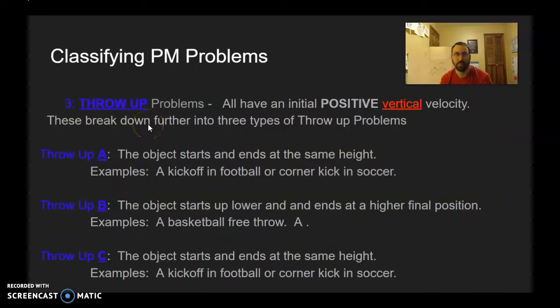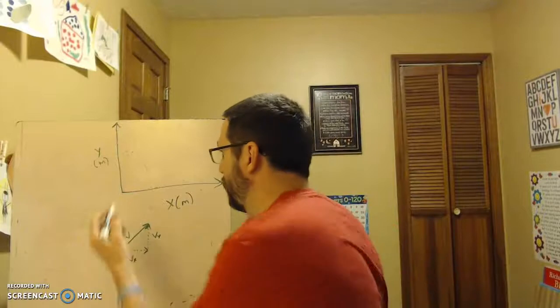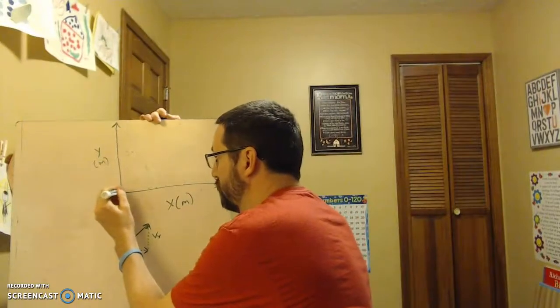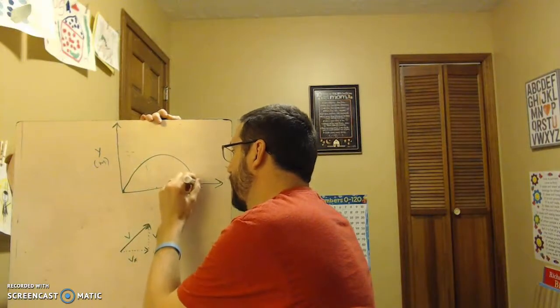The next type is throw-up problems. And there's actually three different ways to describe those. We have throw-up A problems, throw-up B, and throw-up C. A throw-up A problem is going to be a problem that starts and ends at the exact same height. So if you kick a football, it's going to go up and it's going to come back down.